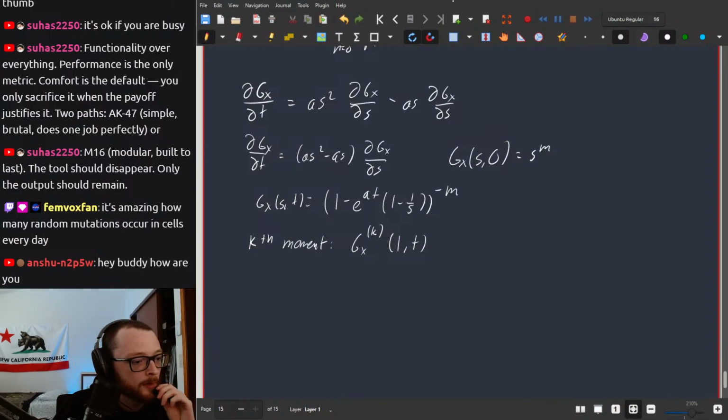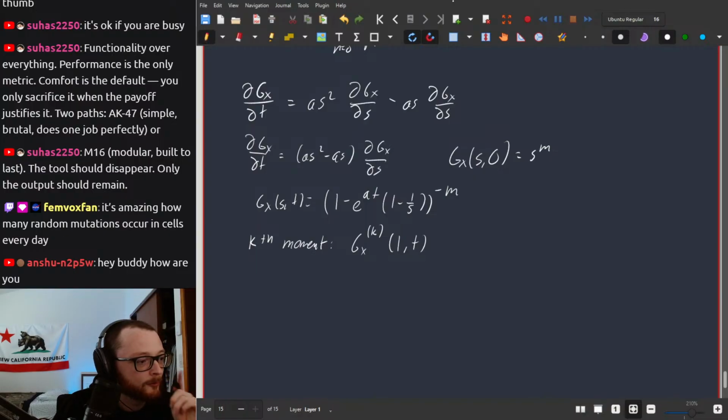Hey, Anchu, I'm doing good. How about you? Visiting how many random mutations occur in cells every day? Yeah, and it's really cool. It's wild how for cancer specific mutations, you can show how even though it's super unlikely for a cancer causing mutation to happen, humans live long enough that they still build up over time. And we can create math that models that.